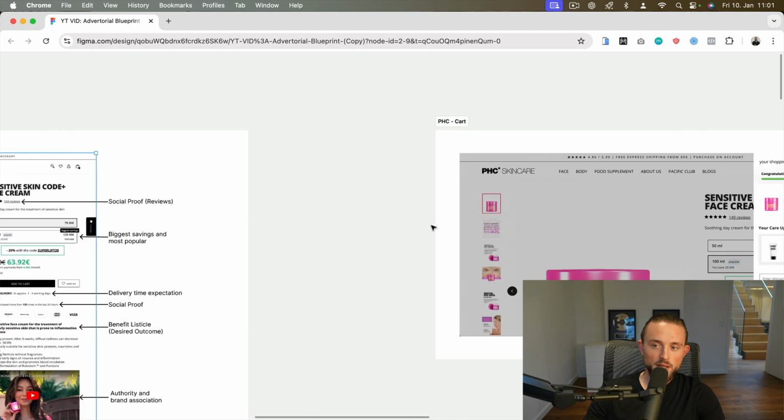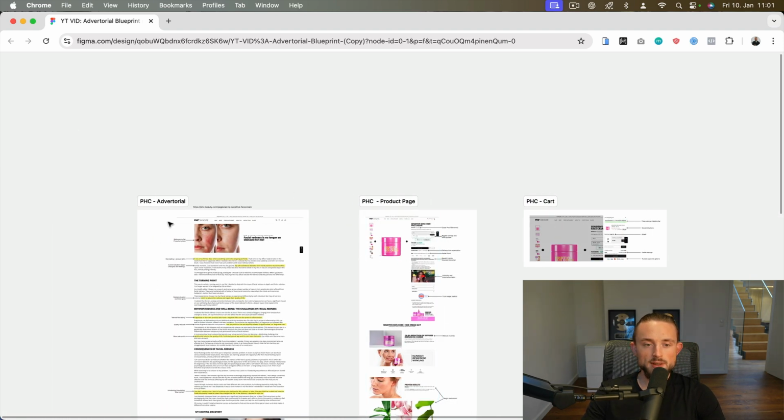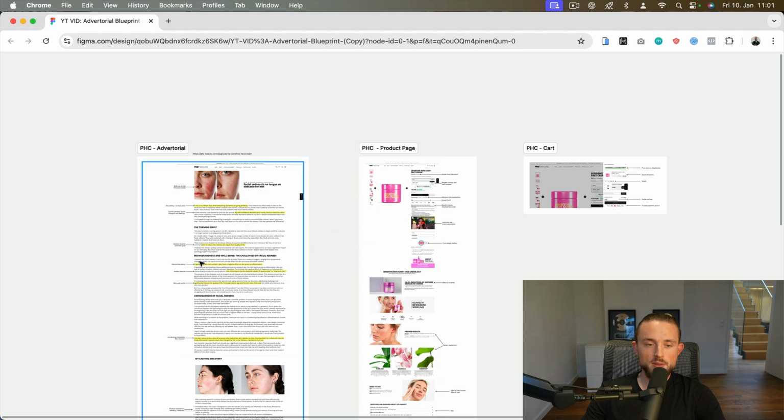And then basically if you buy it, it's going to push you to the cart, right? And then you can buy. So this is advertorial/sales funnel number 1 for this product.